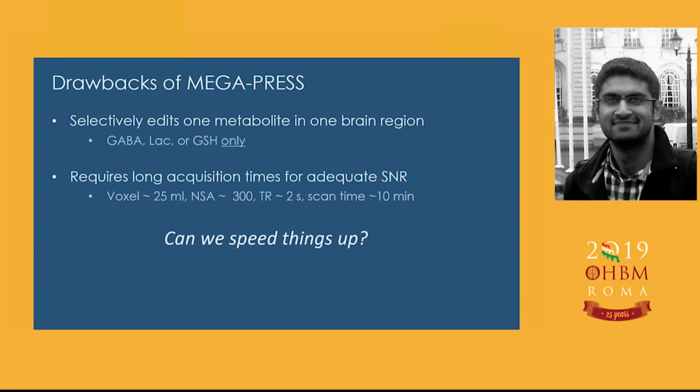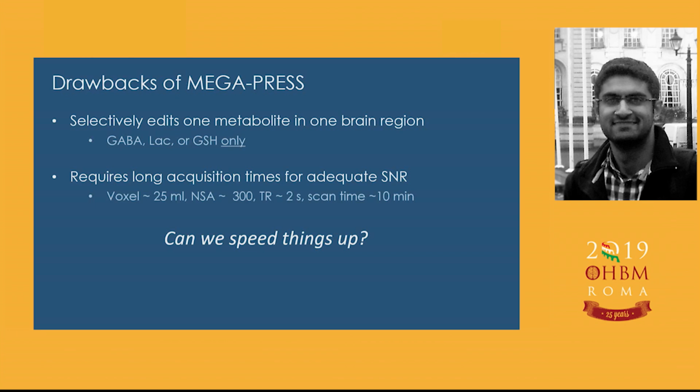They can give you the metabolites that you want to measure. However, the drawbacks associated with this sequence, first and foremost, is that it selectively edits one target metabolite in one brain region. So you can perform this editing of GABA or lactate or glutathione only, so that you focus on one metabolite only. And then because of the small signal intensity, you require long acquisition times for sufficient signal-to-noise ratio.